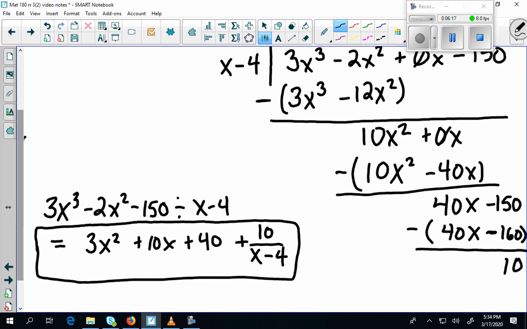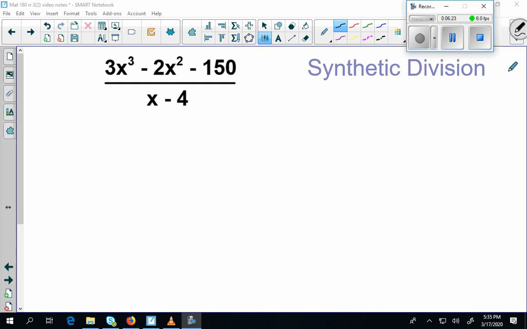All right. So let's look at this again, but I promised you what I think is an easier way to keep track of all this and do it. So let's see how to do that. I still have the same exact problem. I have this 3x cubed minus 2x squared minus 150 being divided by x minus 4.